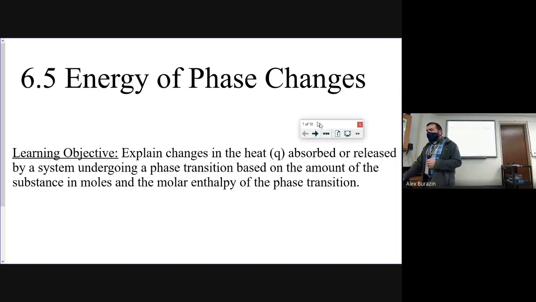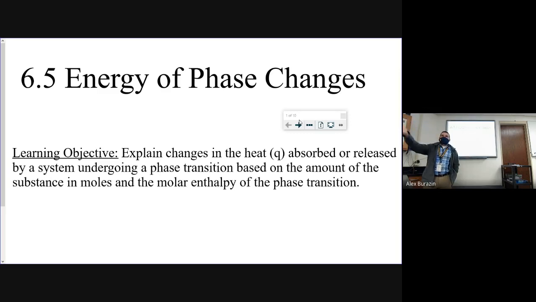Nice. All right, so 6.5 is on the energy of phase changes. We are going to calculate the amount of energy required for different substances to undergo phase changes. Meaning solid to liquid, liquid to gas, or vice versa, gas to liquid, liquid to solid. Or if we're feeling extra fancy, sublimation, solid to gas, or deposition, gas to solid. I don't think I'll do that more than once. But either way, we're going to calculate the energy involved in substances changing phase.